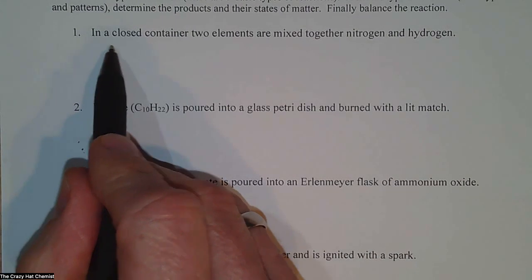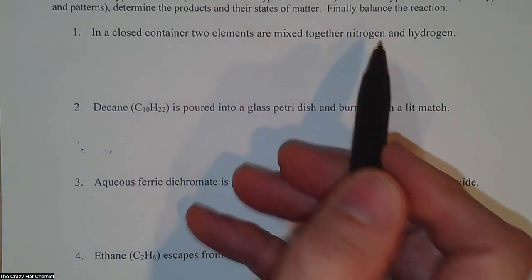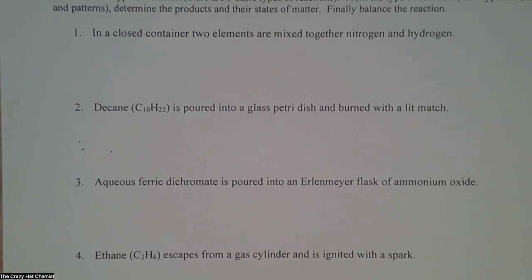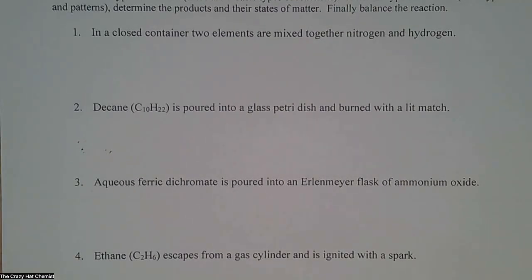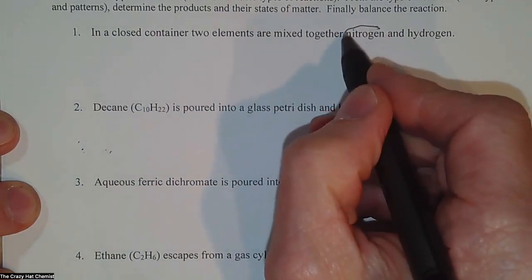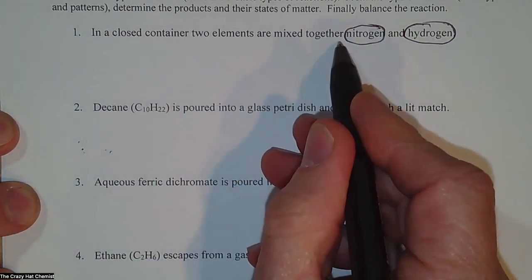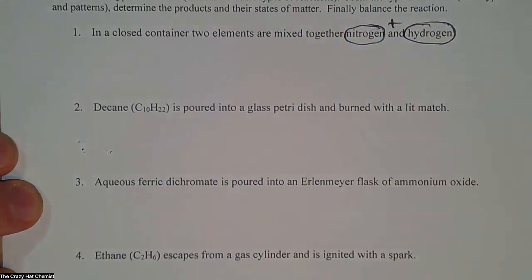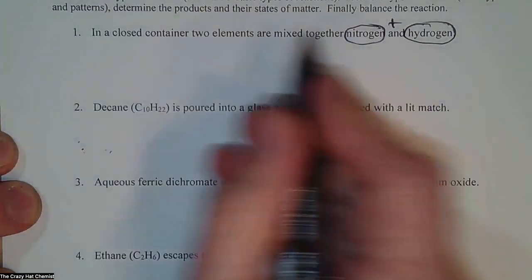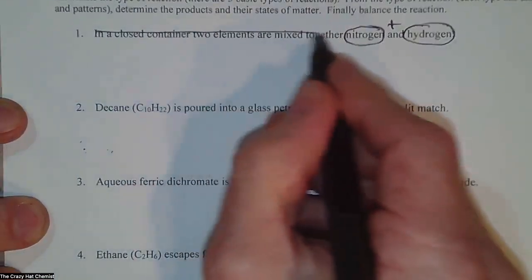It says, number 1, in a closed container, 2 elements are mixed together, nitrogen and hydrogen. So what we're first going to do for every single one of these reactions is write down the reactants. You can look at the words given here, and I have nitrogen and I have hydrogen. And they're mixed together, so that means there's a plus sign in between the two of them. Pretty much all the rest of these words really don't matter, so we can scratch all that other junk out of the way.